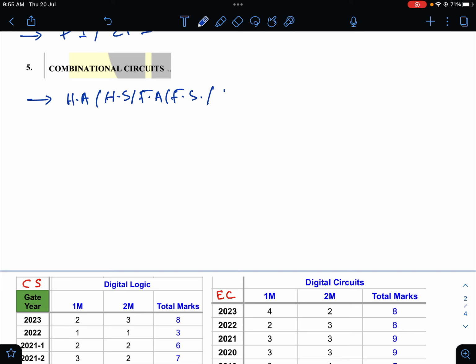And one more thing is the ripple carry adder. If you observe the last couple of years, there are many questions asked based on this ripple carry adder. So this is one. Second one is the multiplexer based questions. So this part has the highest weightage.